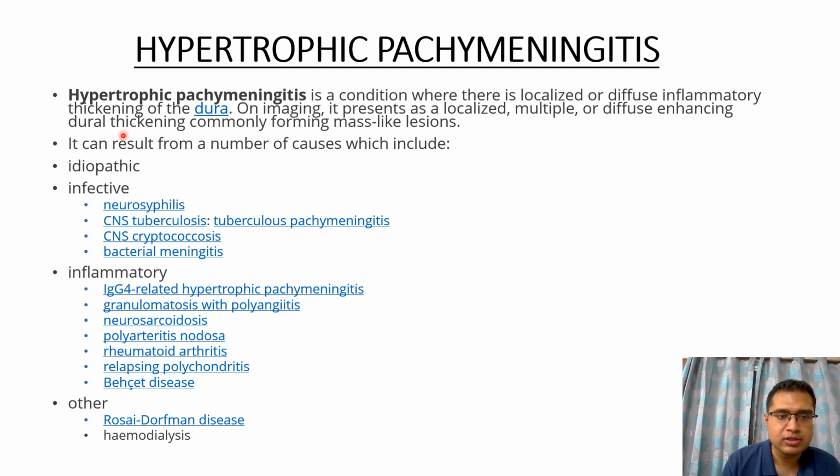They can have many causes, which include idiopathic, infective causes like neurosyphilis, CNS TB, bacterial meningitis. Inflammatory causes include IgG4 disease, neurosarcoidosis, Behçet's disease, and other rare causes include Rosai-Dorfman disease as well. So this is an important entity that should be remembered while reporting a case, because TB can present in n number of ways.